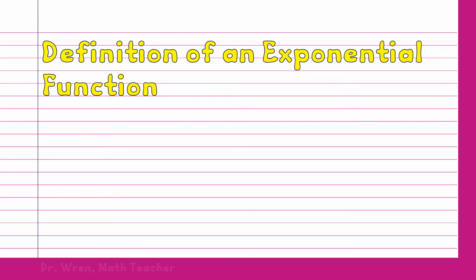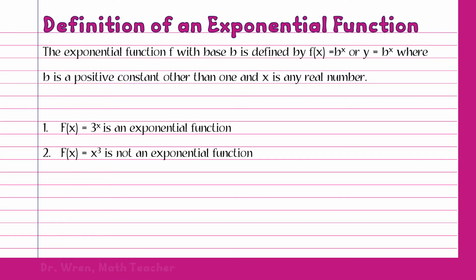The definition of an exponential function is just what you would expect, with slight modifications. The first modification is that the base of the exponent must be a constant greater than 0. Second, the exponent must be a real number. For instance, f(x) = 3^x is an exponential function. The base is a positive constant and the exponent is a real number. However, f(x) = x^3 is not an exponential function because the base is a variable.